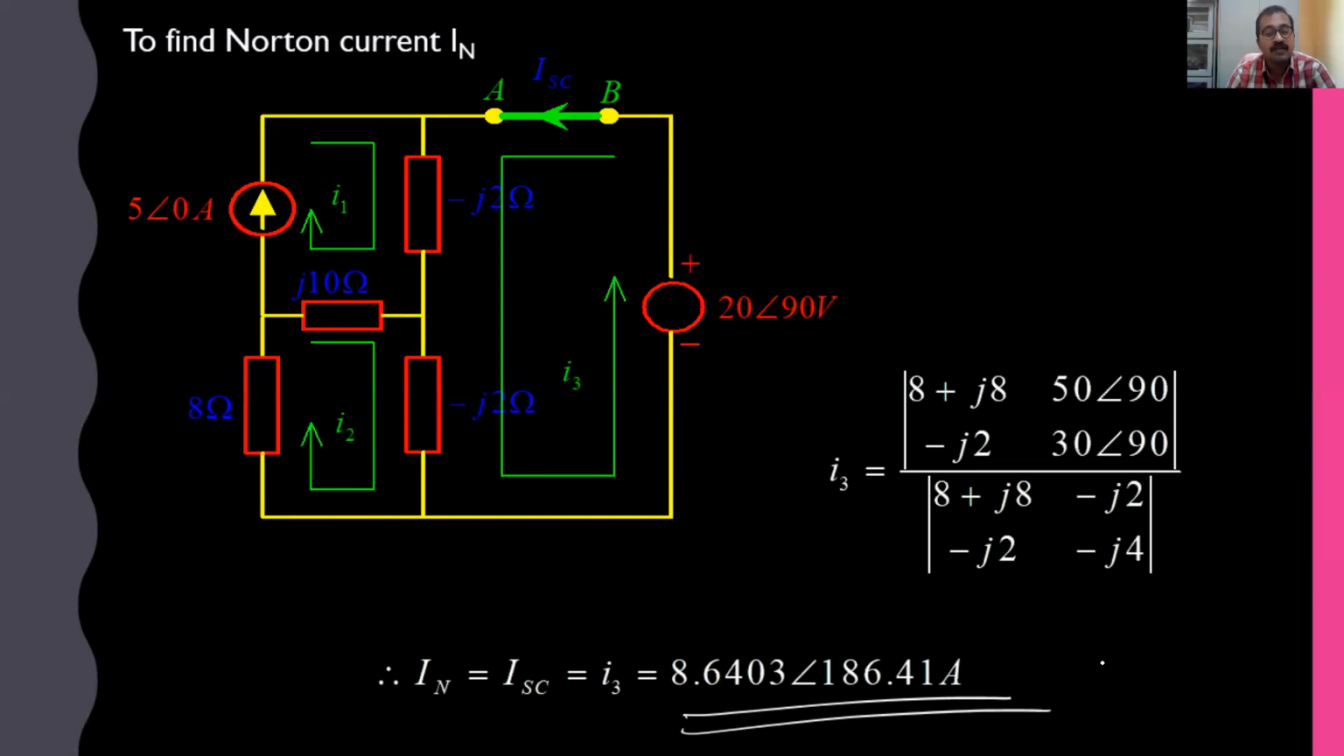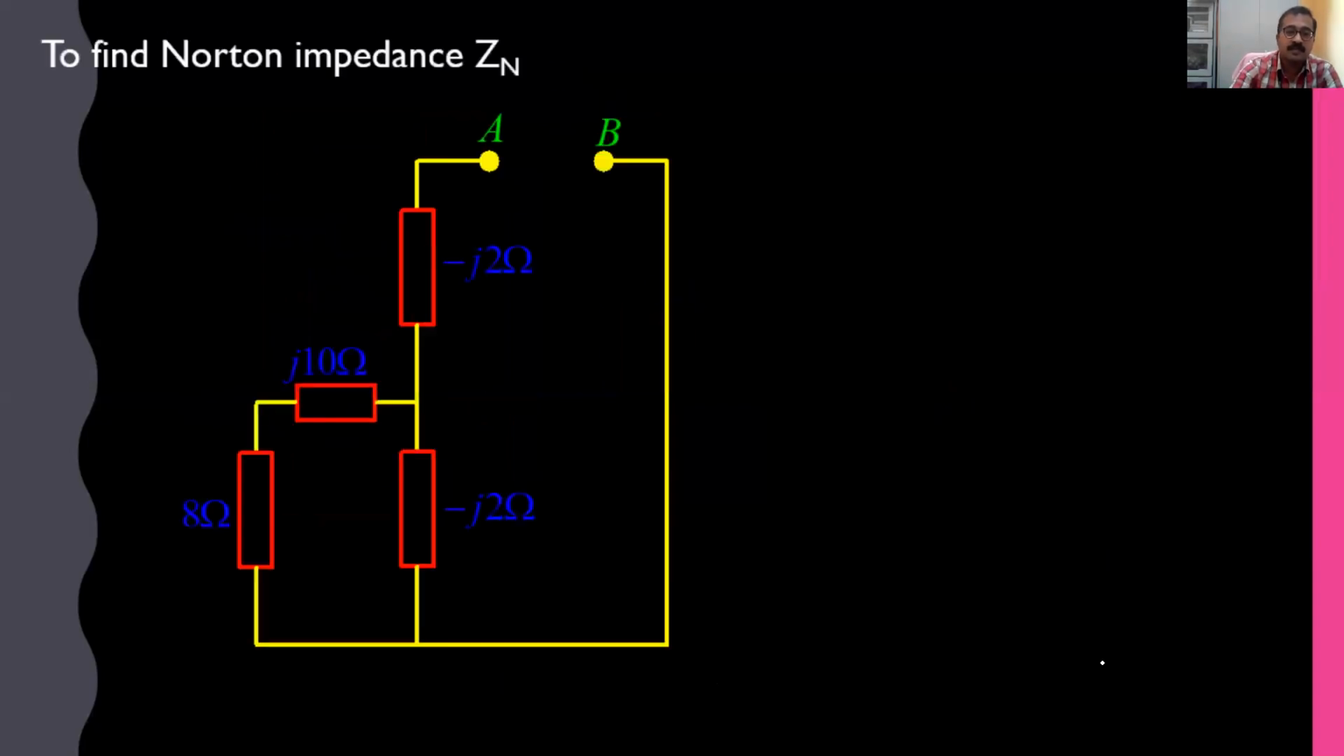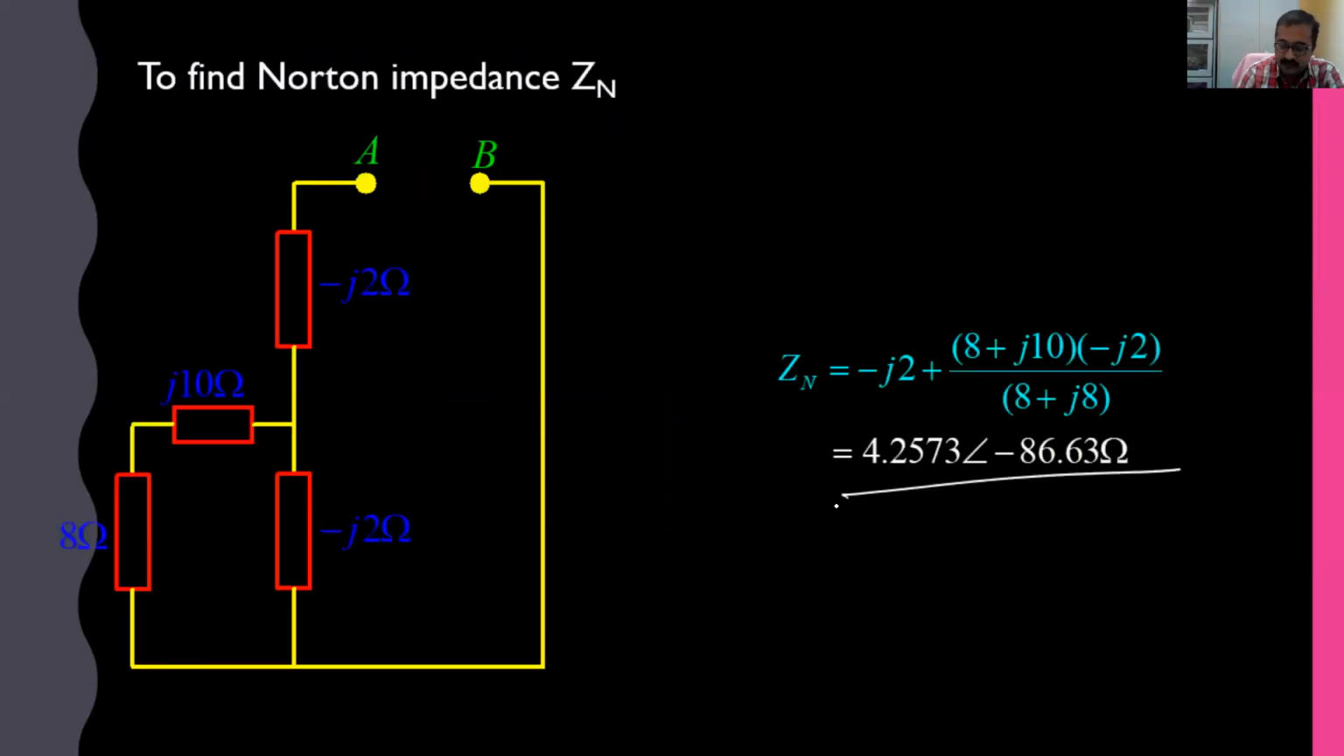Now, how can you find the Norton impedance? Replace all the sources by their respective internal impedances. That means the current source must be open, the voltage source must be shorted. Assume a current is entering. One branch will flow through this, another branch will flow through this. Means 8 plus J10 is in series, and that and minus J2 are in parallel. That parallel combination is in series with minus J2, from which you will get your Z Norton as 4.2573 angle minus 86.63 ohms. Are you getting what I'm saying?